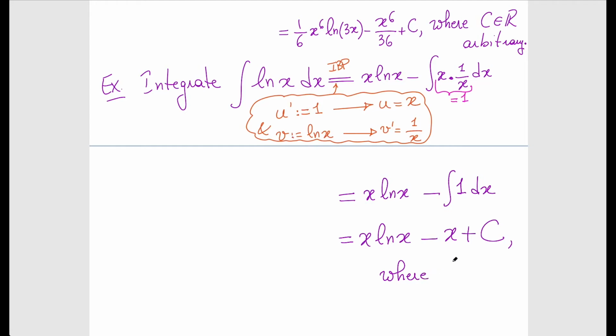Where c is an arbitrary constant in R, correct? So what's the primitive then of ln x? It is x ln x minus x plus c. You can factor out an x here and read it as x times (ln x minus 1) plus a constant of integration.